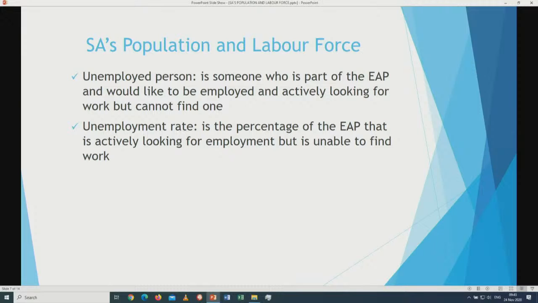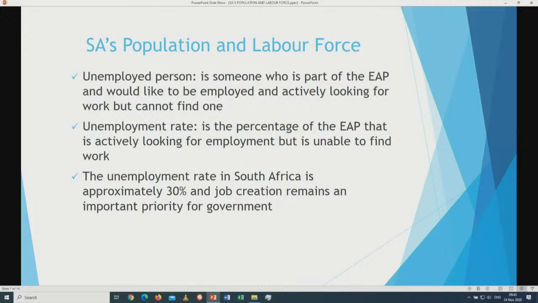They are unable to find employment, even if they are willing and they are actively looking for employment. But the fact that they cannot find employment gives us the unemployment rate. The unemployment rate in South Africa stands at about 30% as we speak, and that is amongst the highest in the world. And job creation in South Africa remains an important priority for the government.